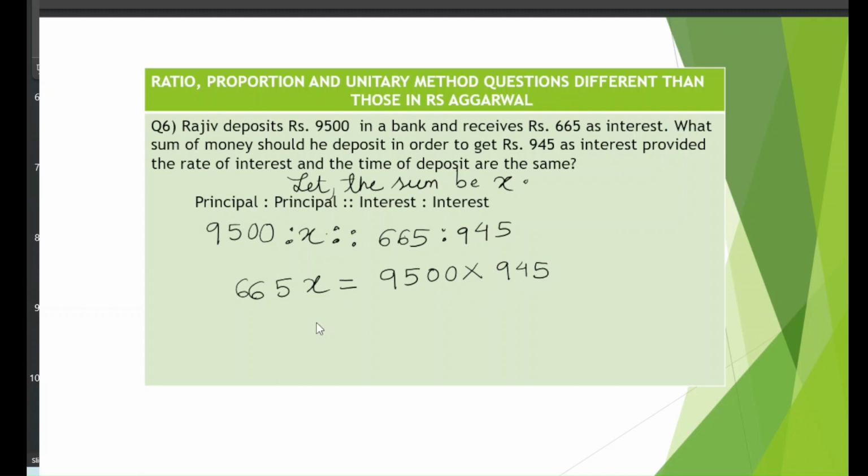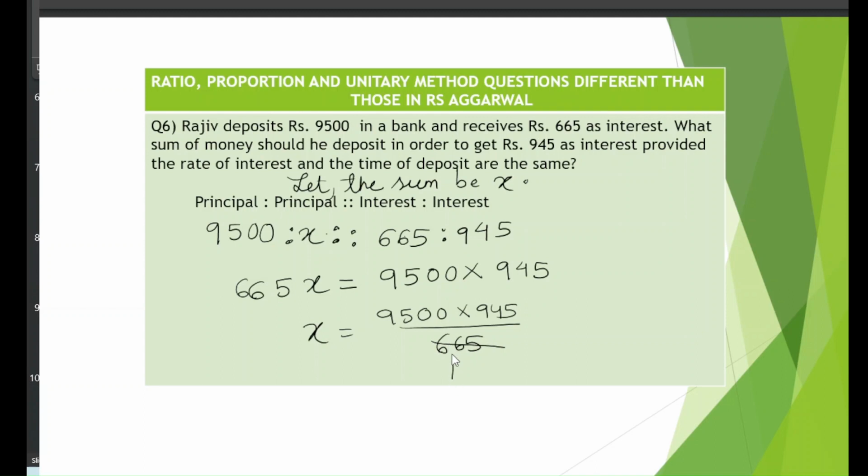So now X will be equal to 9,500 into 945 divided by 665. What we just need to do is a simple calculation here. Just we should not get worried or anxious with words like interest or sum, whatever, bank. These words should not create anxiety. Then we can solve this question.